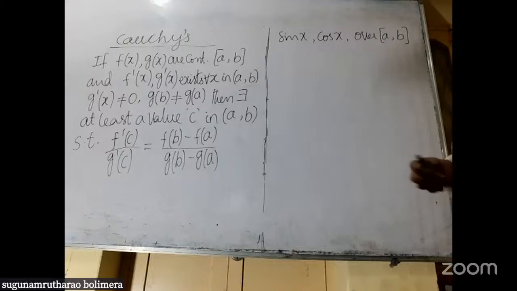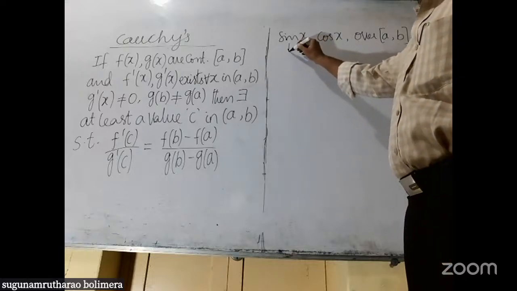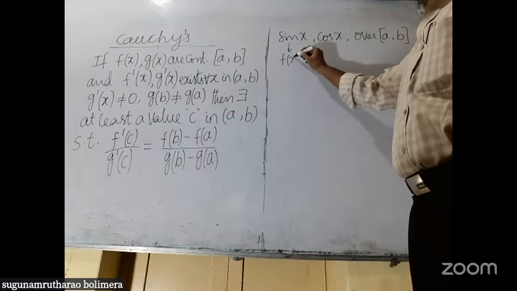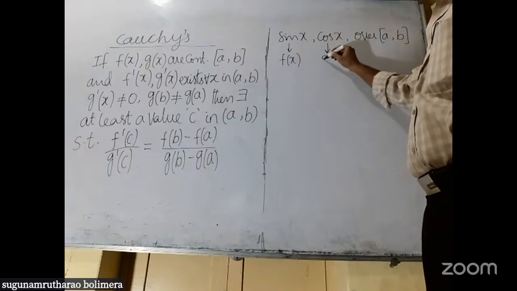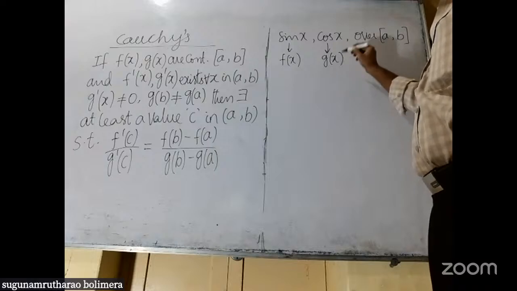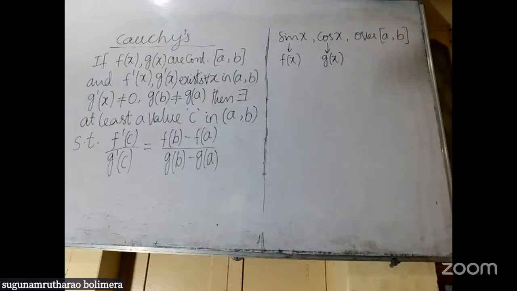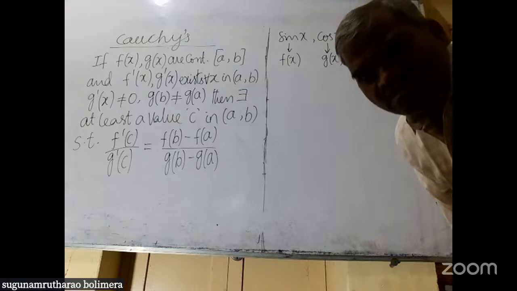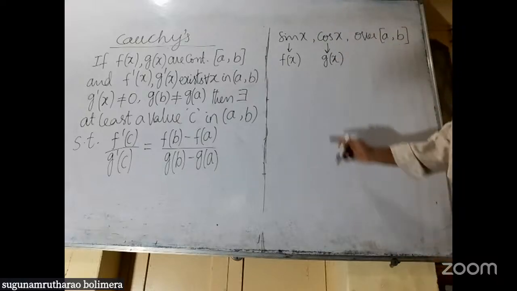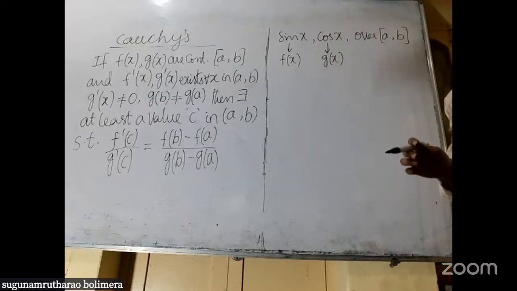So what you have to do is, this is f of x and this is g of x. Verify Cauchy's mean value theorem.